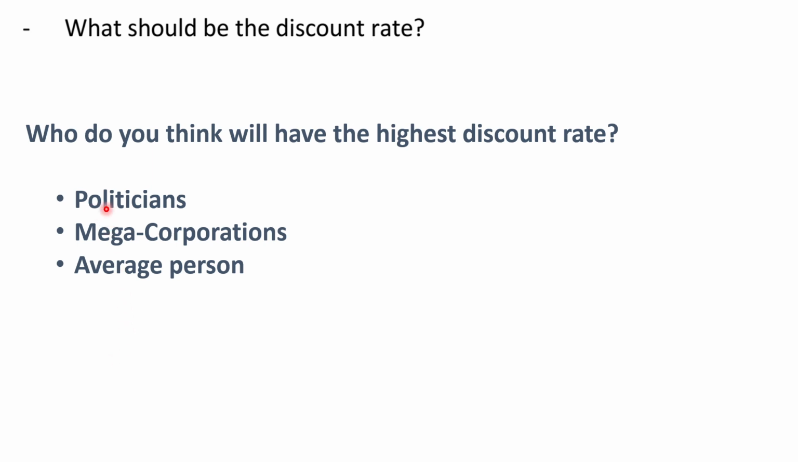Now, if you look at these three, for example, just three generic ones: politician, mega corporation, average person, who do you think will have the highest discount rate? I would say politicians. Because politicians worry about re-election all the time. So just by the nature of their work, they're operating at a much higher discount rate because they need to see return, they need to see results immediately, so that they can get re-elected.